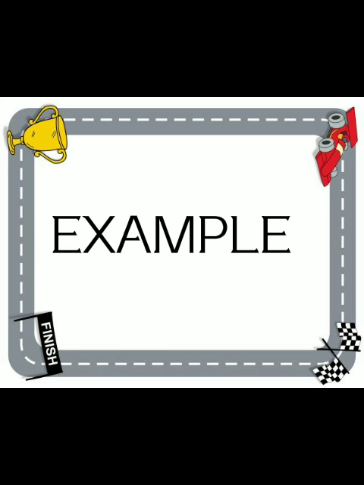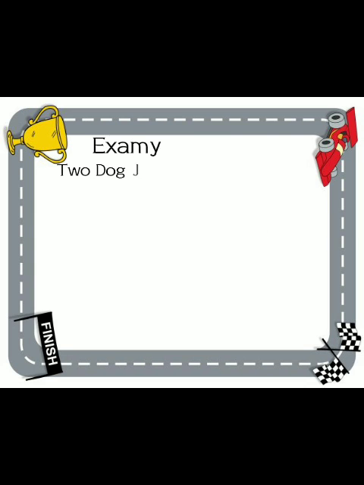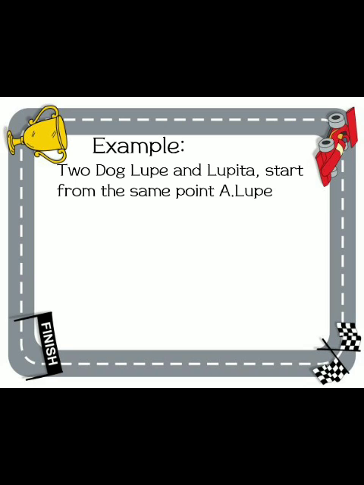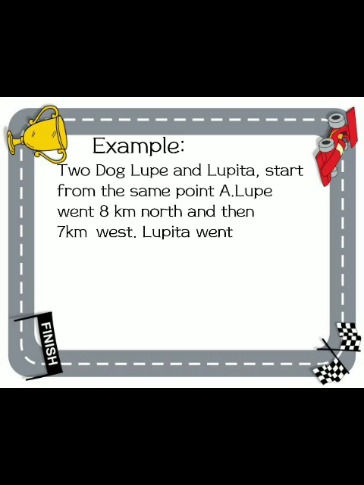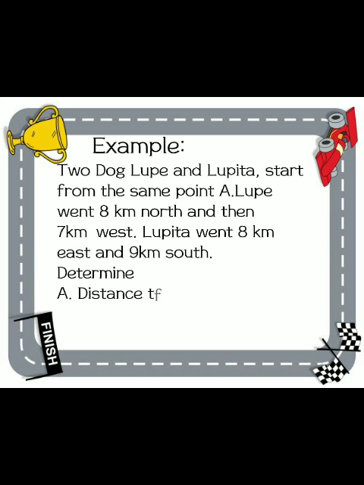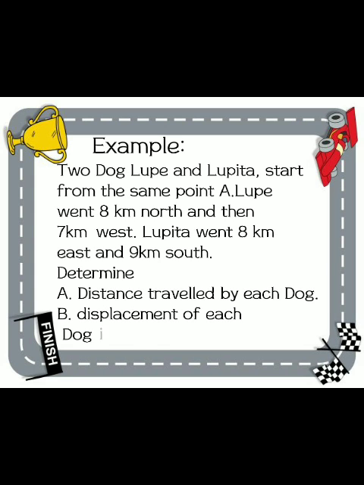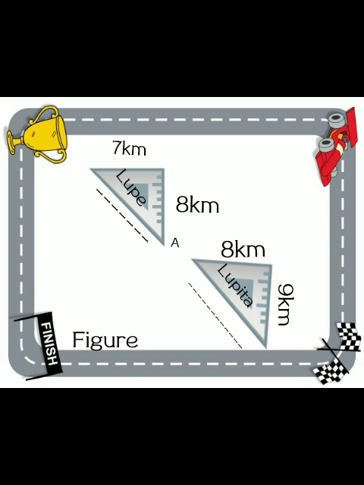To understand the concept of vectors, let me give you one example. Two dogs, Lupe and Lupita, start from the same point A. Lupe went 8 km north and then 7 km west. Lupita went 8 km east and 9 km south. Letter A, determine the distance traveled by each dog. Letter B, the displacement of each dog from point A. So here's the diagram for our problem.